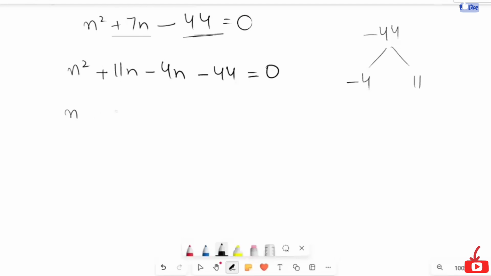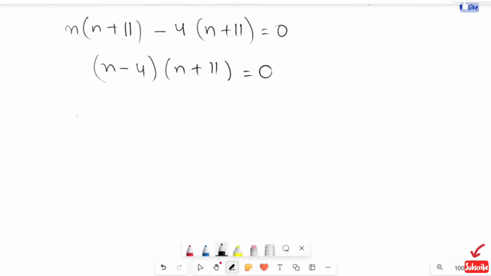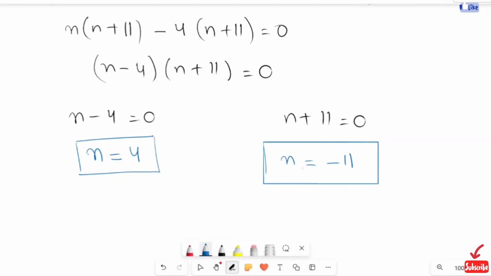And n plus 11 minus 4 times n plus 11 is equal to 0. Here we have n minus 4 as common, times n plus 11 is equal to 0. Here I will get two cases: n minus 4 is equal to 0 and n plus 11 is equal to 0. Now this n is equal to 4, and this n is equal to negative 11. I will not consider this. This is going to be rejected because the factorial is positive, so this will be rejected.